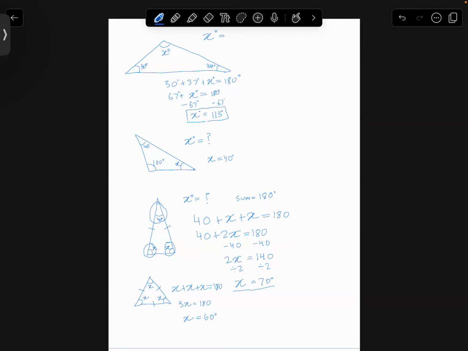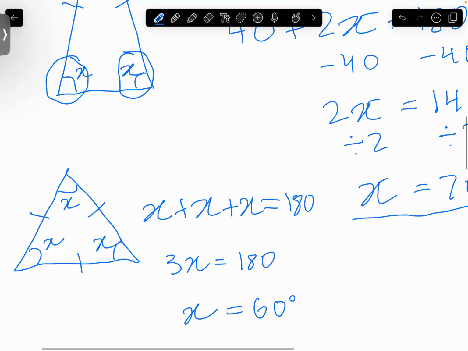Do you think you should write before x equals 60, like 180 divided by 3, or that's obvious, that's implied? I can just say divided by 3. Yeah, you can write it down, so they can understand this step.